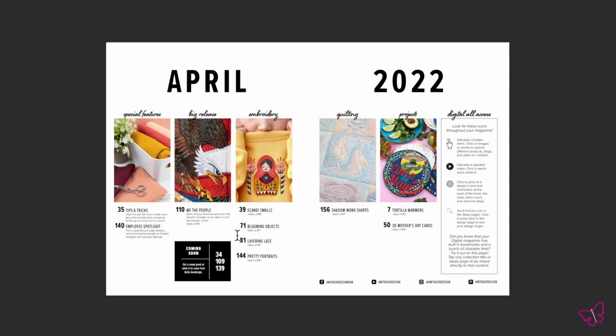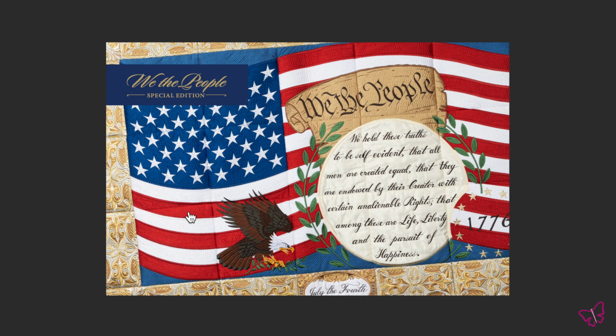So let's take a look at the interactivity live here. We're going to use We the People as the example. I can see that that's on page 110. Well, instead of having to scroll through and keep swiping with my fingers, I can actually just click on the table of contents for that collection, and it takes me directly to the opening spread for We the People.